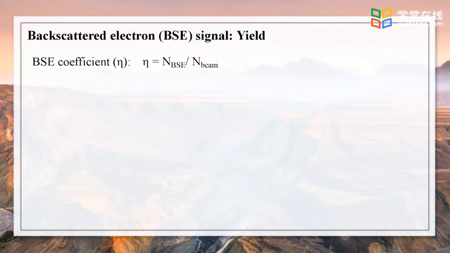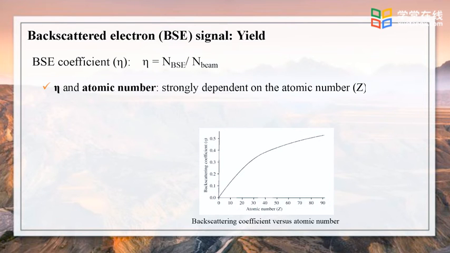The backscattered electron coefficient is the ratio of the number of backscattered electrons to the number of beam electrons incident on the specimen. The coefficient increases with increasing atomic number. This relationship forms the basis of atomic number contrast in the backscattered electron images. The higher atomic number elements will appear brighter in the image.